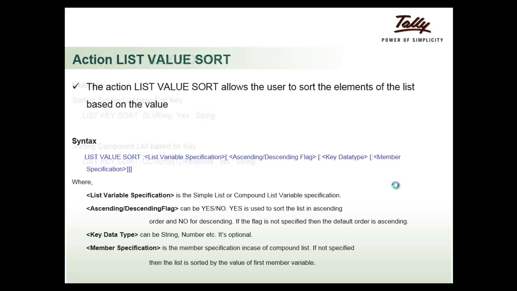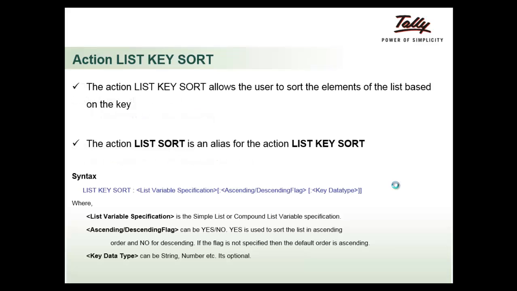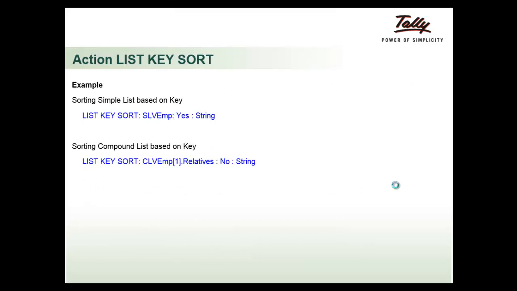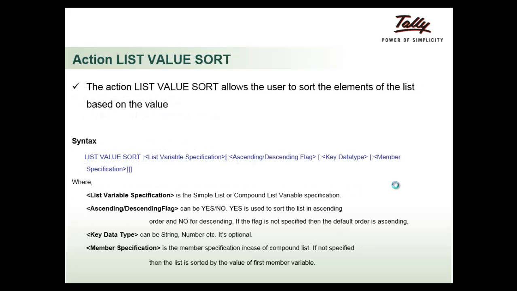We also saw in list key sort that we can override the key data type. The key data type by default is string, but you can say number and override that key data type, and based on the number data type, the elements of the list variable can be sorted.